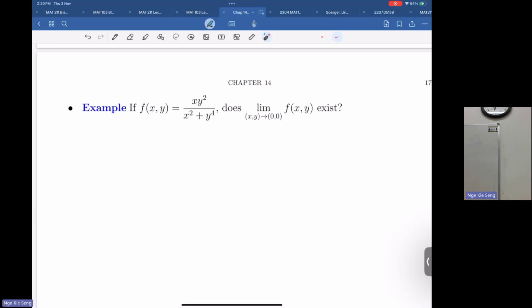As long as it's 1 to 1, maybe there's a coordinate that makes your function look nicer so that you can compute the limit easily. Like, for example, x plus y. So it's like you stretch your x direction.